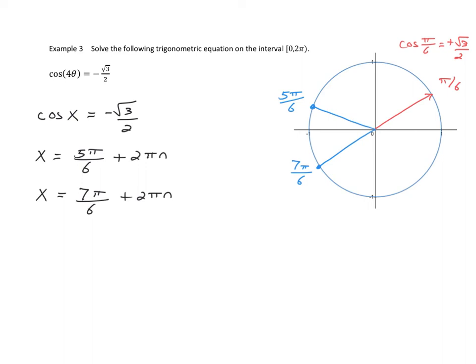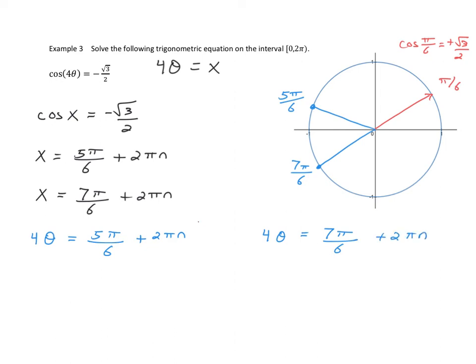So, just to make note, what I did back at the beginning is, instead of worrying about that 4 theta, I just called it x. I can now come down here and say, well, why don't we just put the 4 theta back and use that to solve for theta? So really, I want to see where 4 theta is equal to 5 pi over 6 plus 2 pi n, and where 4 theta is equal to 7 pi over 6 plus 2 pi n.